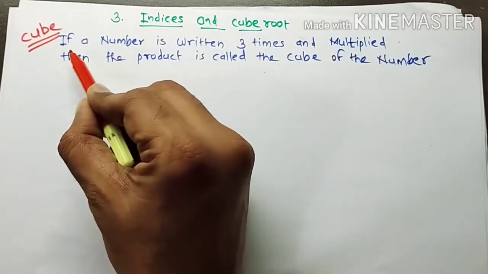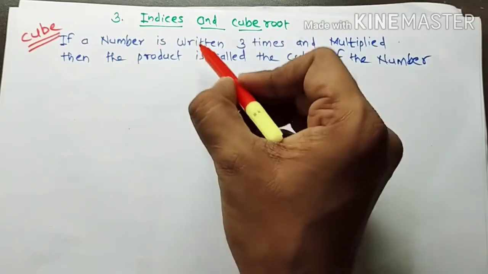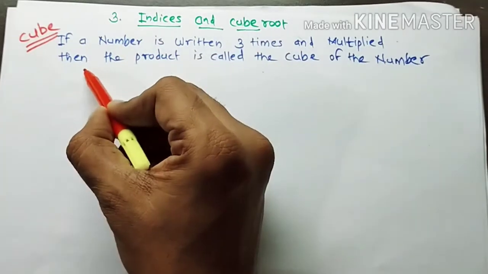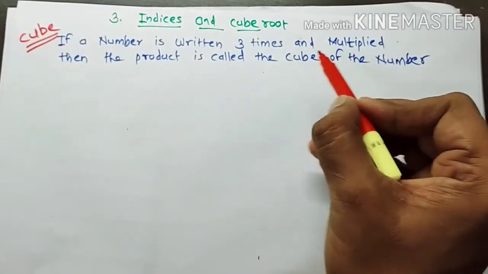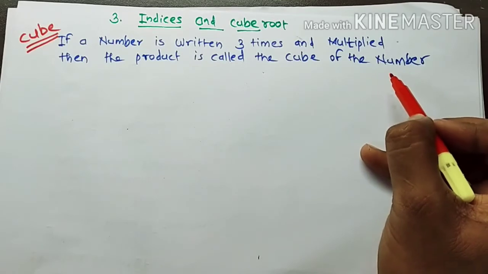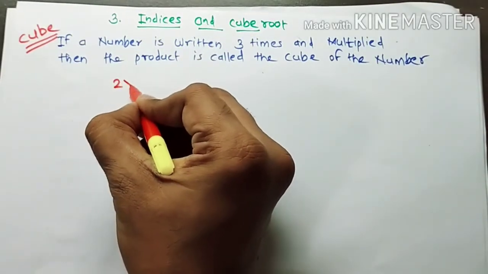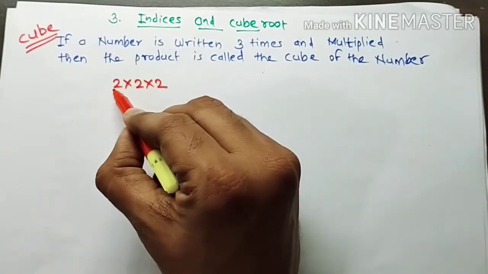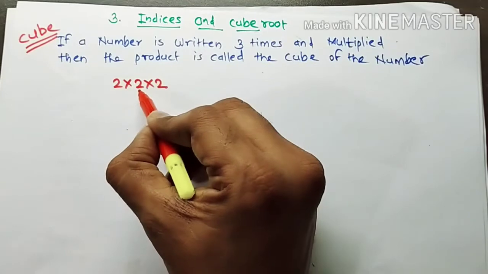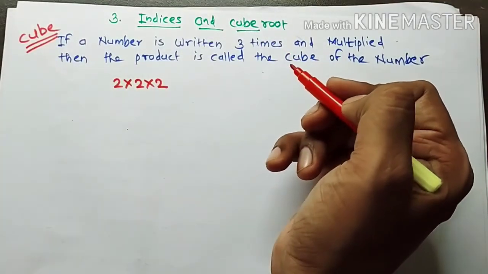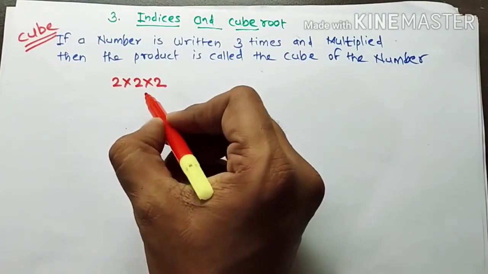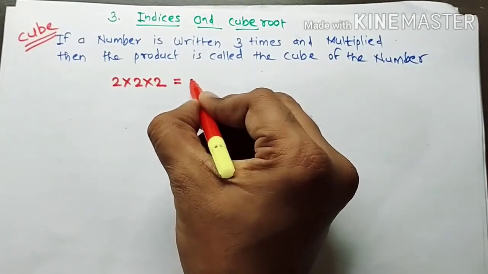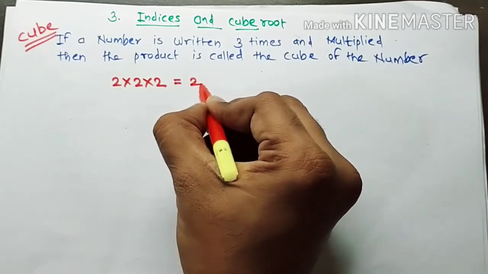Look at these words. If a number is written 3 times and multiplied, then the product is called the cube of the number. Means 2 into 2 into 2. A number 2 is written 3 times, 1, 2, 3, and multiplied. We will write it like this, 2 cube.